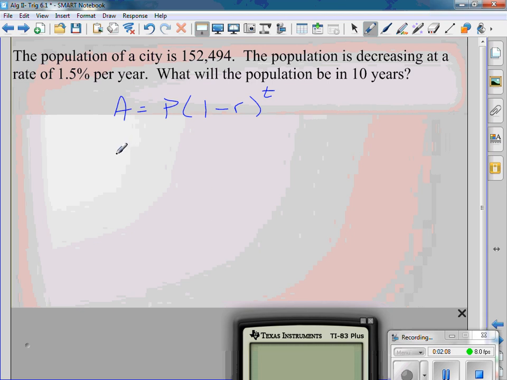We're trying to find the final amount, correct? What's the principal or the original amount? 152,494. 1 means 1. Minus. It's not 1.5. What does 1.5% mean as a decimal? How do I change a percent to a decimal? Move it over 2 places. So instead of 1.5, it becomes 0.015. Just because 1.5 is a decimal does not mean it's written as a decimal. How many years? 10.